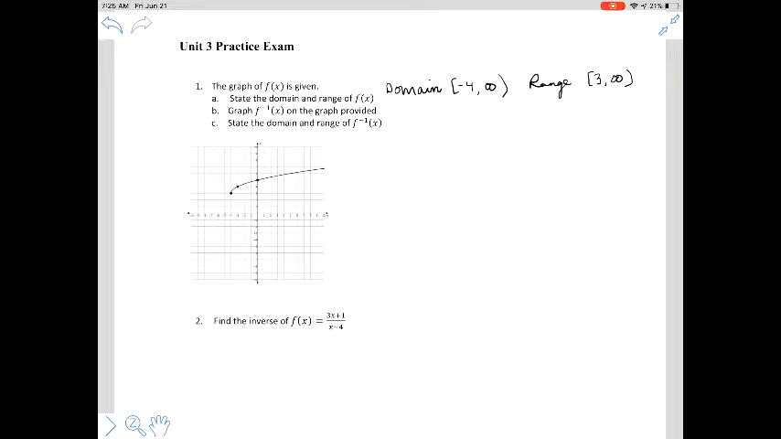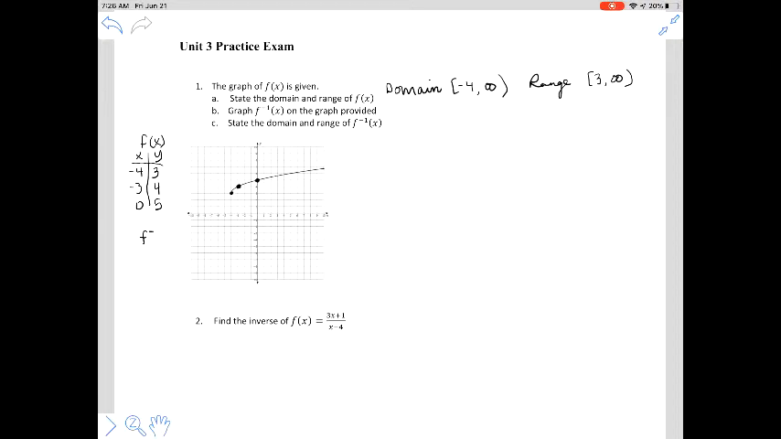Now part B says to graph the inverse. The way to find the inverse of a function is to switch the place of x and y. You can see the graph provided has some points marked on there. So for f of x, the xy points, we have -4, 3, we have -3, 4, and we have 0, 5. Those are those 3 points that are marked on f of x.